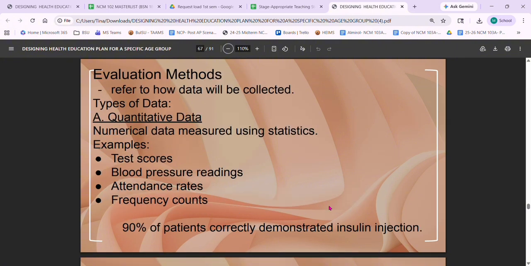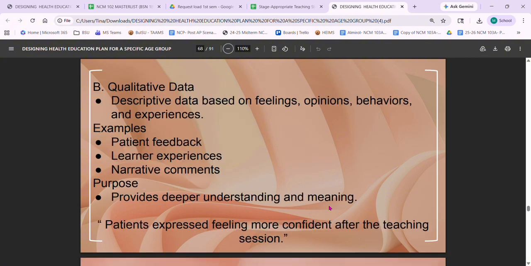Okay? Now, evaluation method refers to how data will be collected. So, ano ba yung type ng data? So, may quantitative ka. When you say quantitative, numerical data measured using statistics or numerical value, test score, blood pressure, attendance rate, frequency count. 90% of patients correctly demonstrate insulin injection. So, that is quantitative data. Qualitative data, descriptive siya, data based on feelings, opinions, behavior, and experience. Patient feedback, learner's experience, narrative comments. Provide deeper understanding and meaning pag qualitative. Patient express feeling more confident after teaching session. That's a qualitative data po.